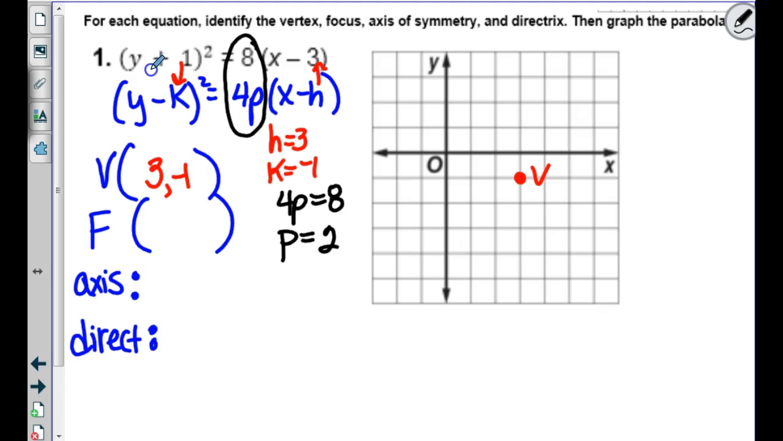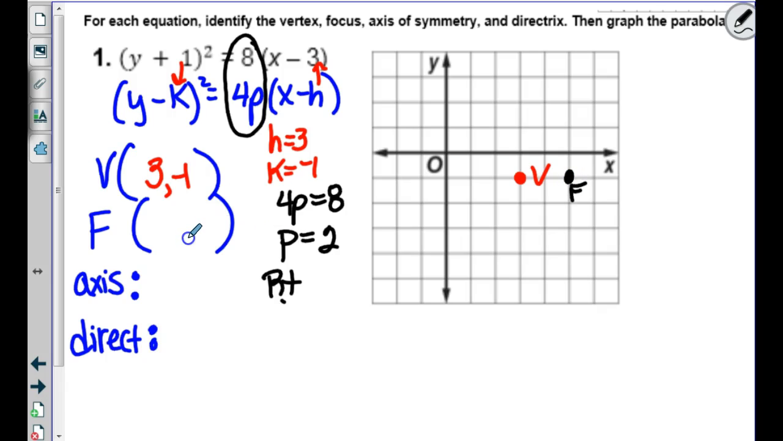Now, is this one opening up, down, left, or right if it has a y that's squared? We're used to x squareds when we did up and down, right? A y squared means left or right, and a positive 2 means right. So this is going to open to the right. So 2 units to the right of that is going to be our focus.